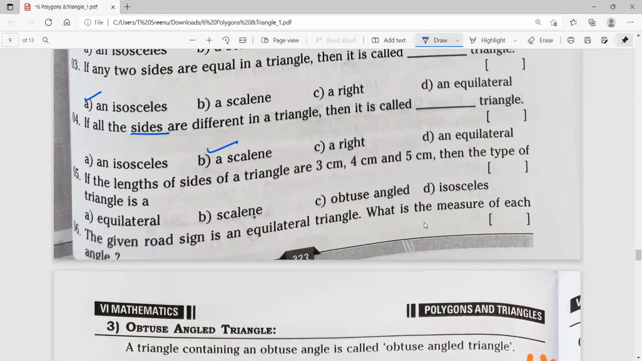If the lengths of sides of a triangle are 3 centimeters, 4 centimeters, 5 centimeters, then the triangle is a scalene triangle. All the sides are different, no? Okay, next, sixth one.